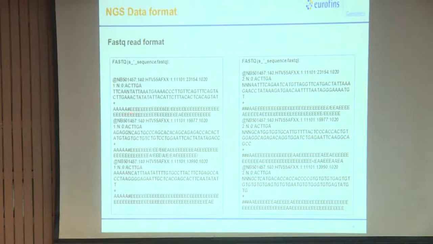Ma'am, they are base quality ASCII scores. So if you convert it, capital A will be 65, something like that. So it is an ASCII score. You see the conversion in ASCII, so you can convert it. They are all values.